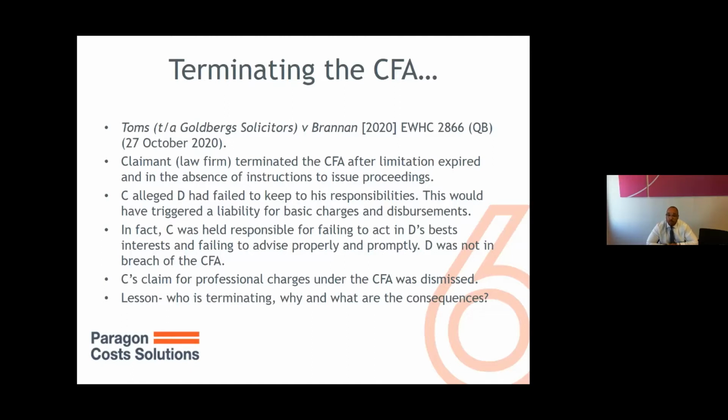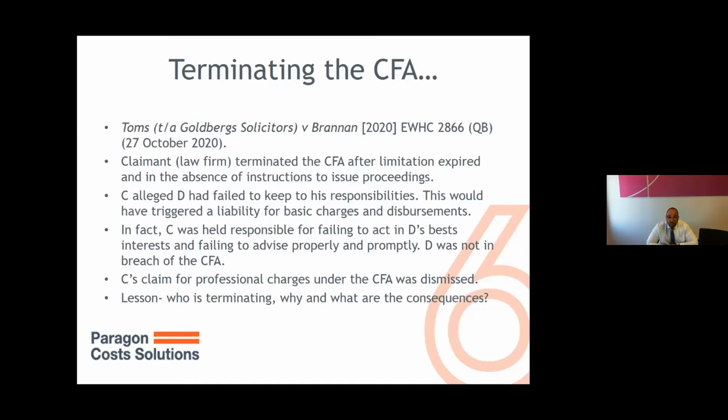Limitation passed, therefore there was no prospect of the claim succeeding, and the law firm terminated the CFA. The law firm argued that the client hadn't kept their responsibilities under the CFA; they'd failed to give instructions to issue proceedings, and therefore under the terms of the CFA, they were entitled to charge the client basic charges and disbursements. Of course, you can't charge the success fee because the claim hasn't won, but if a solicitor terminates the CFA because a client hasn't kept their responsibilities, then ordinarily the solicitors can charge their basic charges and disbursements, but again, that's subject to whatever wording is in the CFA.